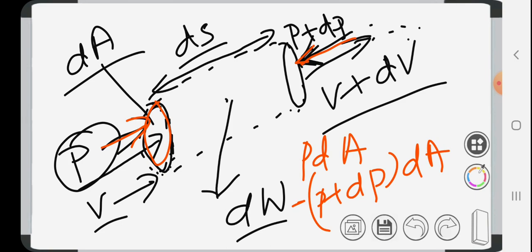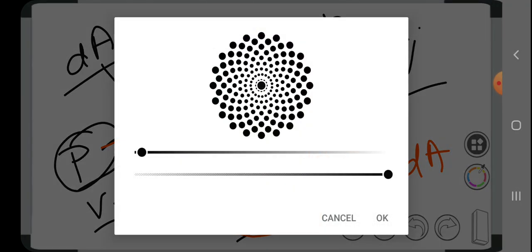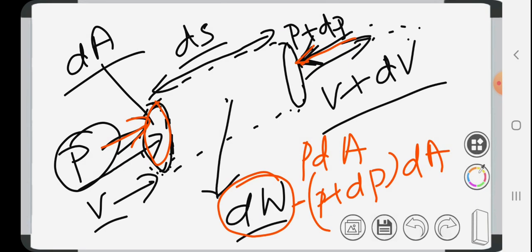Okay, so there are two forces due to pressure at inlet and exit. Now the third force will be the weight of that particular element. Okay, so the weight of that element. Before that, I have to get another point.